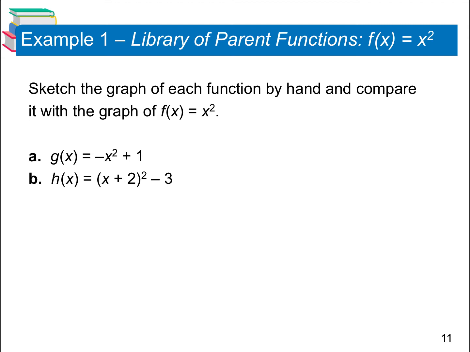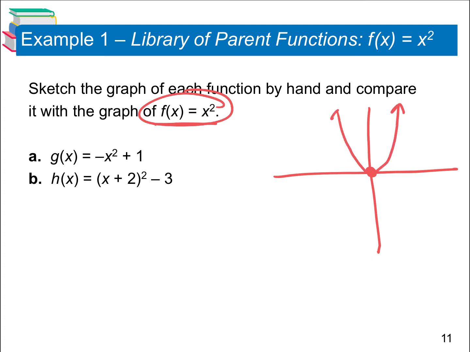All right, so example 1. We're going to sketch the graph of each function by hand and compare it with the graph of f of x equals x squared. This graph, just our x squared graph, starts at 0, 0. Vertex is at 0, 0. Do you think it opens up or opens down? Down? This one opens up because it's positive. So it opens up like that. Now looking at A, do we think this opens up or opens down? Down, because our leading coefficient here is negative, so it opens down.